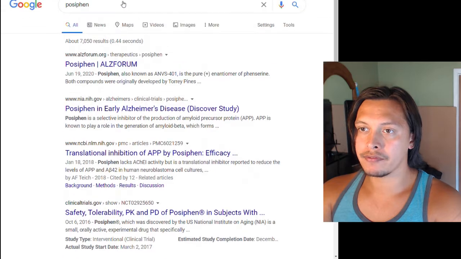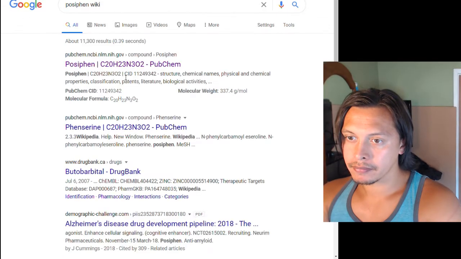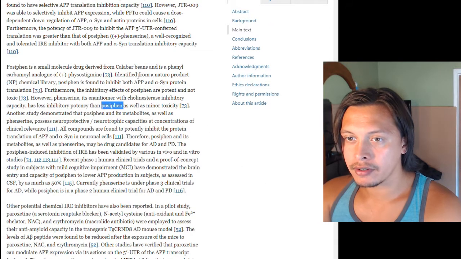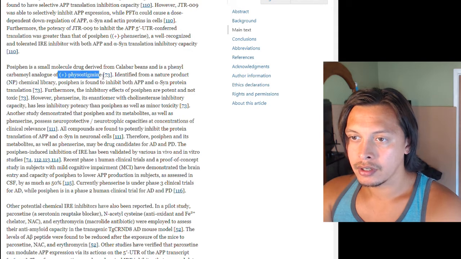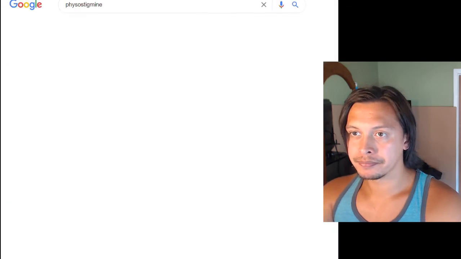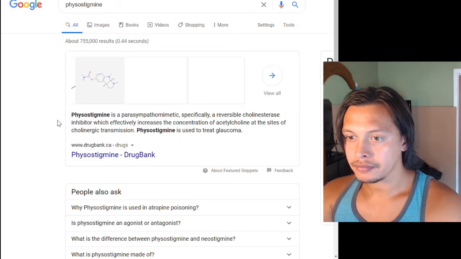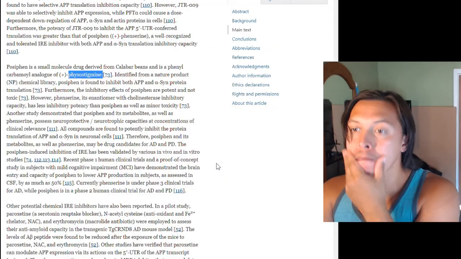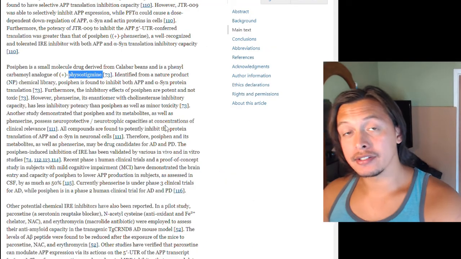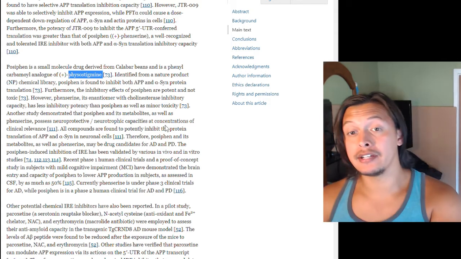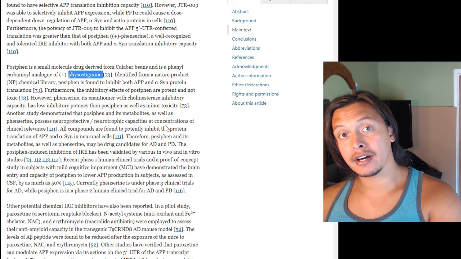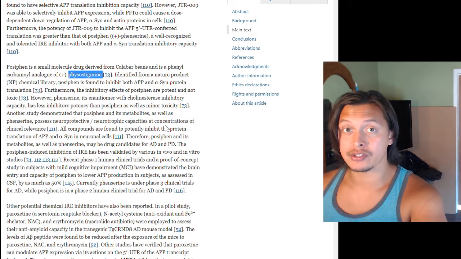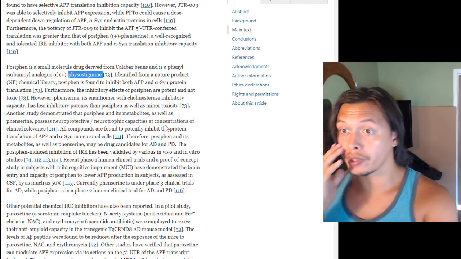So, let's look up posifen Wikipedia. So we don't have that. Let's look up physostigmine. Oh, so it's toxic normally. Interesting. So, that's another thing that we do in these chemical trials, is that sometimes a natural component can have toxic effects, and by doing some chemical modifications, we can sometimes find chemicals that have far less toxicity associated with them.